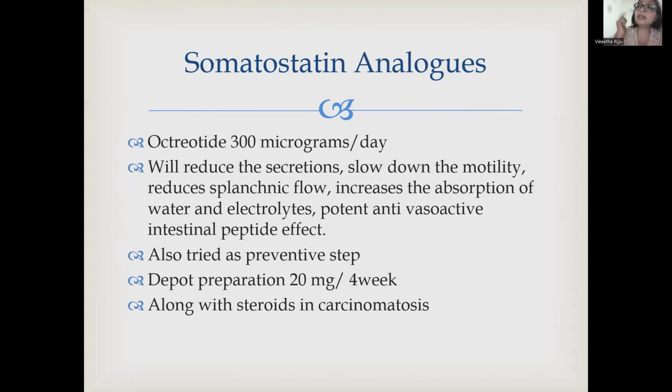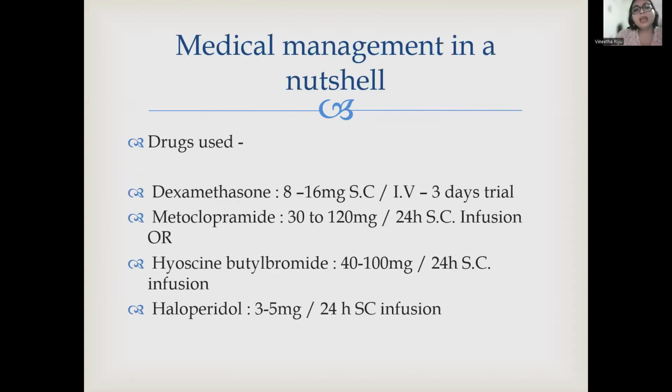And especially, they're very expensive. Octreotide itself is expensive. Depots are all the more expensive. So most often we go for other anti-secretory agents like hyoscine butylbromide. Along with steroids, somatostatins can be given. So this is what your prescription for the patient is going to look like.